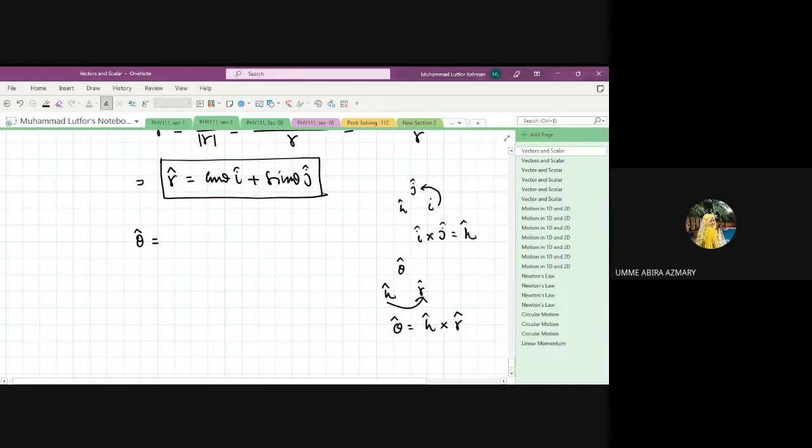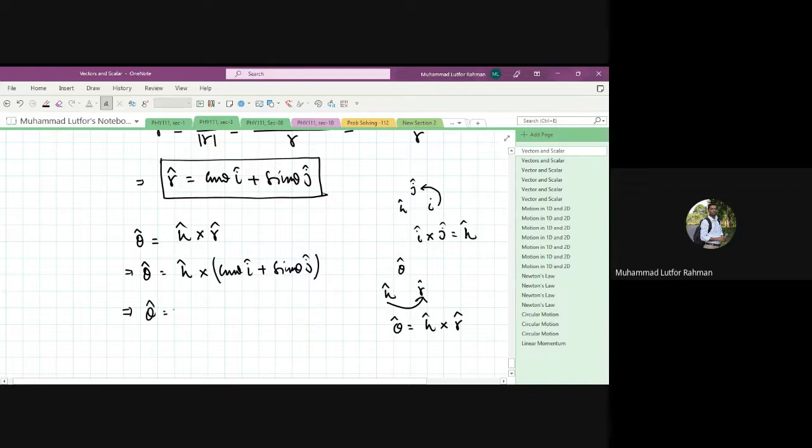So definitely it will be that theta hat. I'll write k cross r hat to find the value of theta hat. Sorry, r hat, which is cos theta i hat plus sin theta j hat. I have to use a parenthesis over here.